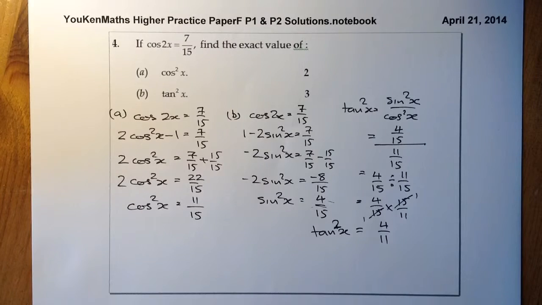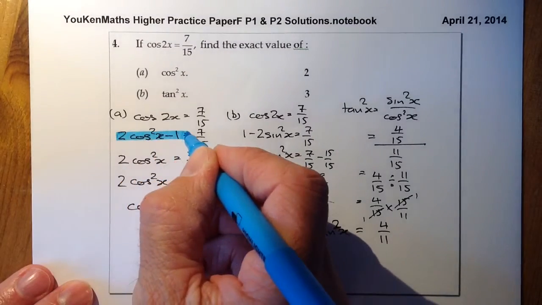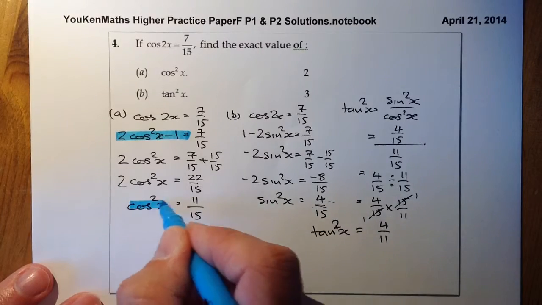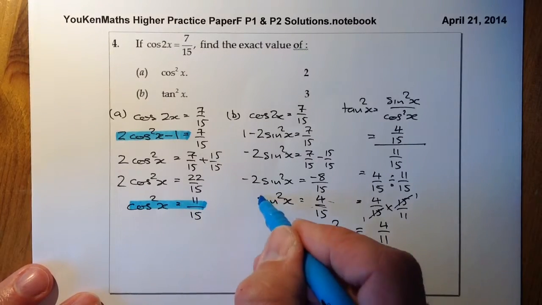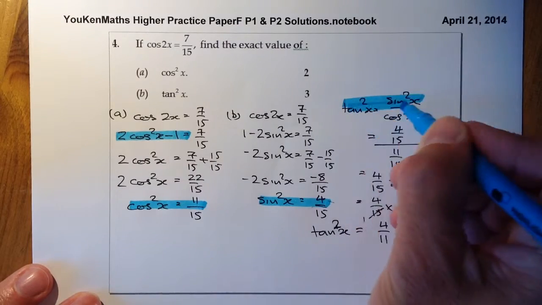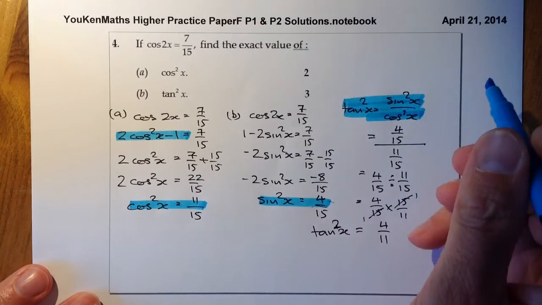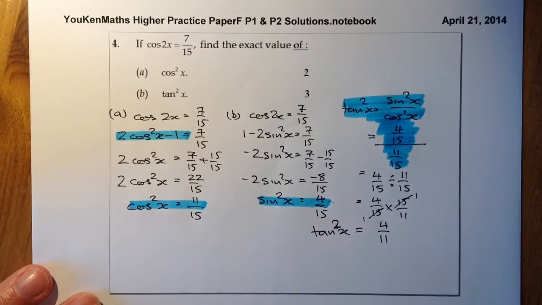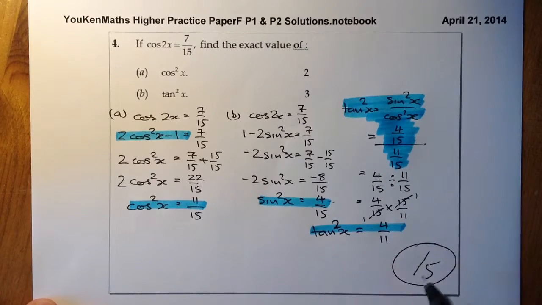Marking for this one, we've got 5 marks to gather in total. I'll go for 1 mark for initially substituting in 2 cosine squared x minus 1 for cosine 2x. 1 mark for getting the final answer for that. 1 mark for the final answer for sine squared x is equal to 4 over 15. 1 mark for remembering this formula, mainly for substituting these values in here. And finally 1 mark for working it through and getting 4 over 11. This question is out of 5.